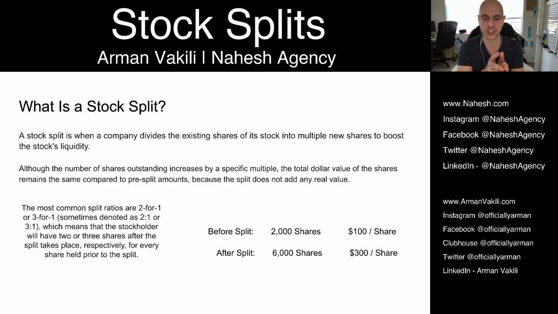So if it's at 2,000 shares, technically when it splits, those 2,000 shares are going to split into, if it's a 3-to-1, 3 new shares. So each share would split into 3 new shares, which ends up being 6,000 shares. But that also is because the price of the share has dropped. So your overall portfolio value stays the same, but the prices have changed.